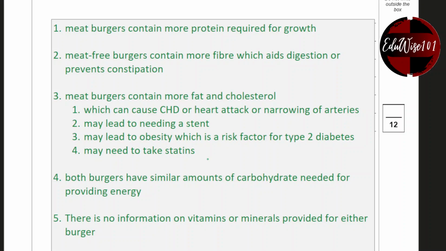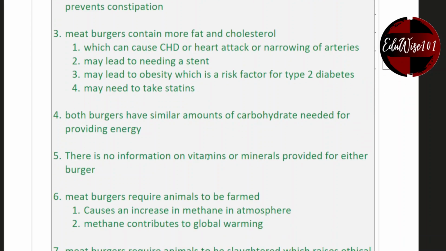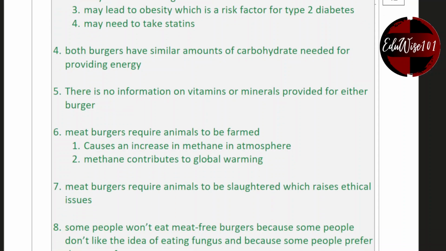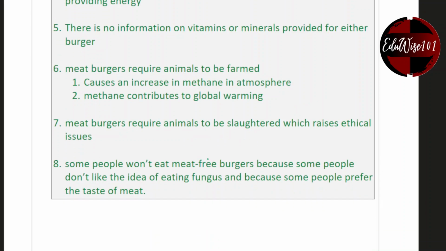Then you also need to use your own knowledge. So point 6, meat burgers require animals to be farmed, which can lead to an increase in methane in the atmosphere. Methane contributes to global warming. Meat burgers require animals to be slaughtered, which raises ethical issues. And some people won't eat meat-free burgers because they don't like the idea of eating fungus, and some people prefer the taste of meat.